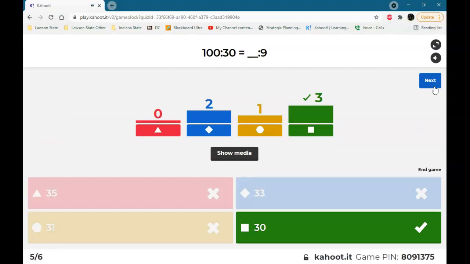All right, so the answer is 30. You would multiply 100 times 9, which would give you 900. Divide by 30 should give you 30. You multiply 100 times 9 to get 900, and then divide by 30. Like I said, we'll go over all this in depth.